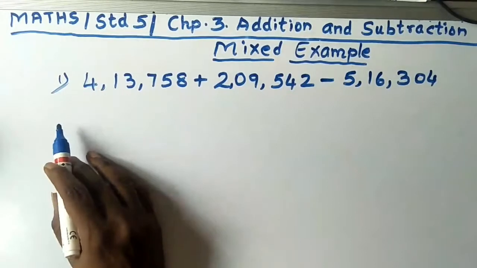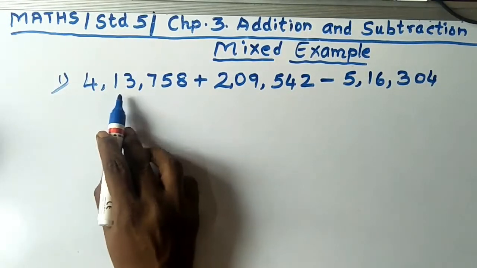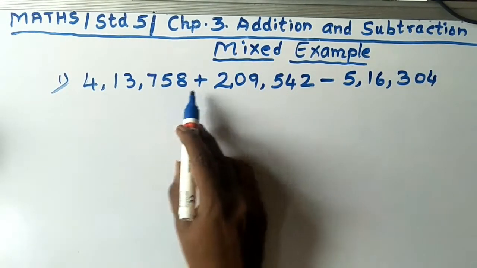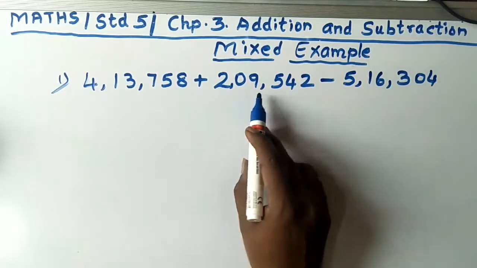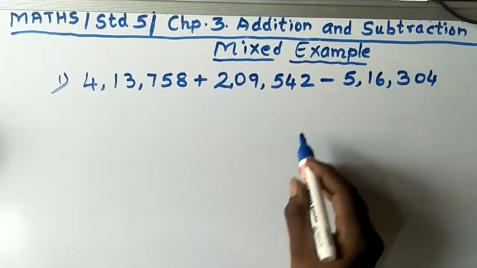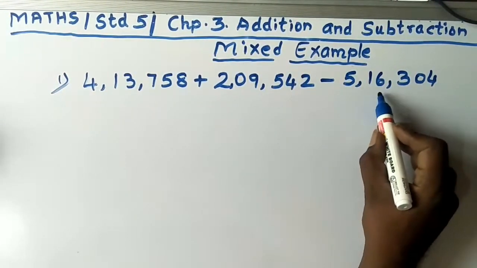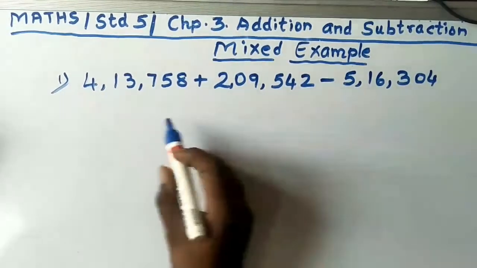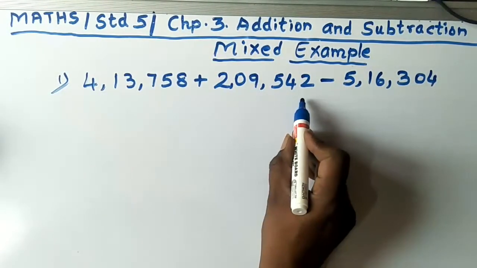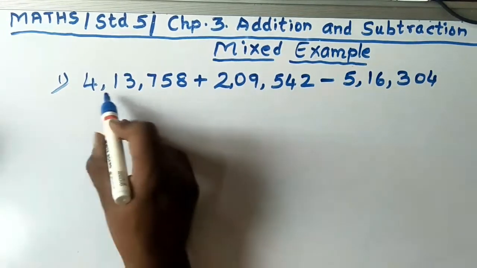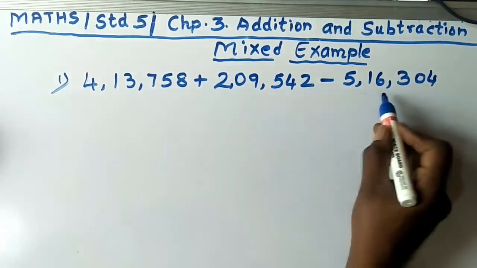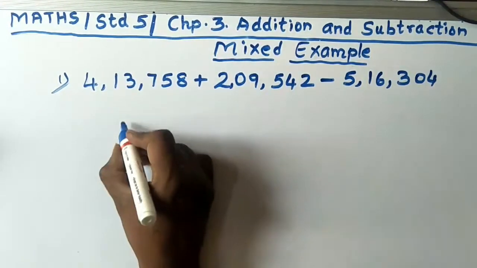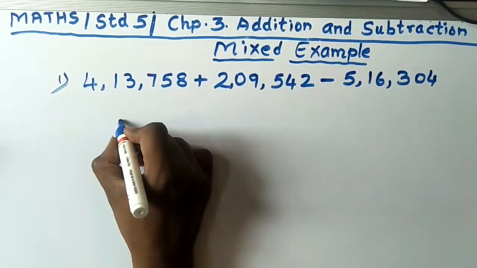Now let us see the first sum. 4,13,758 plus 2,09,552 minus 5,16,304. So first we should add these numbers, then whatever answer you get from this addition, you subtract from it. Let's start the first method.